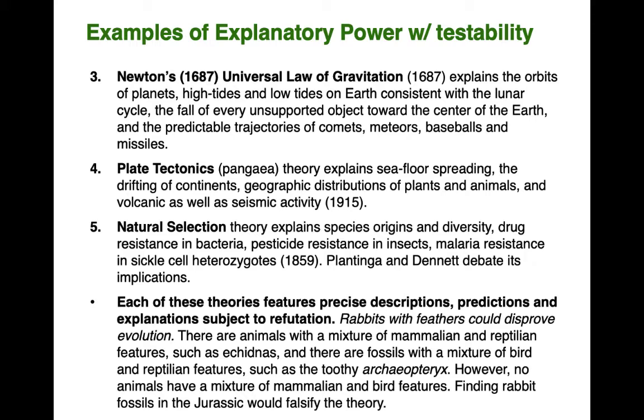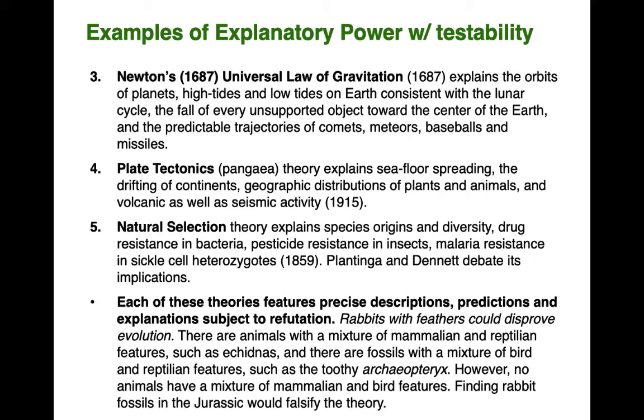And natural selection theory. I'll spend more time on this. Natural selection is one mechanism of evolution. The theory explains the origins of species and the diversity of species. It explains drug resistance in bacteria, pesticide resistance in insects, malaria resistance in sickle cell heterozygotes. Here I'm referring to Darwin's theory in 1859. Plantinga and Dennett debate its implications. I should be clear, Plantinga and Dennett both accept natural selection as a mechanism of evolution. What they disagree about is how compatible it is with traditional religious worldviews.